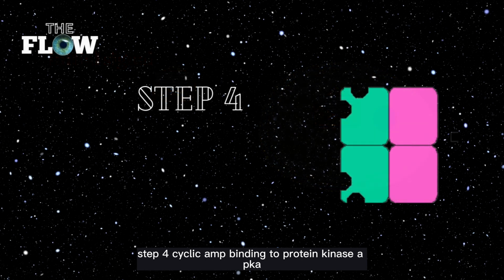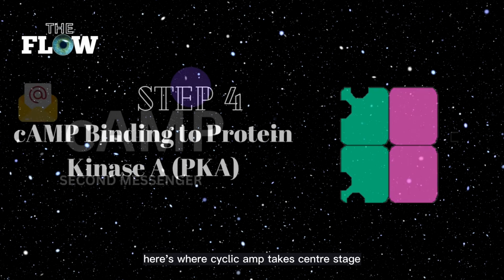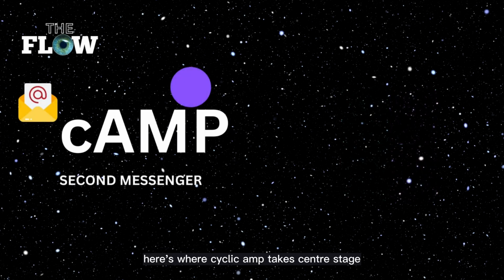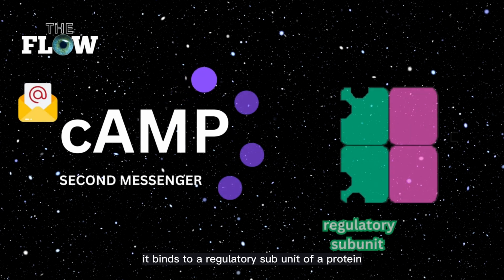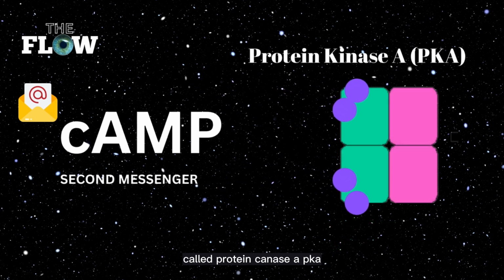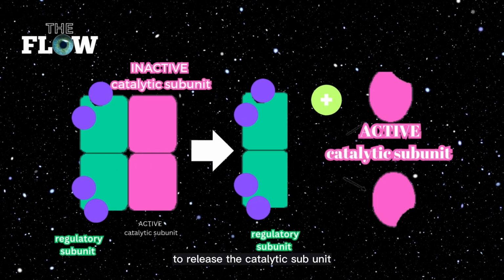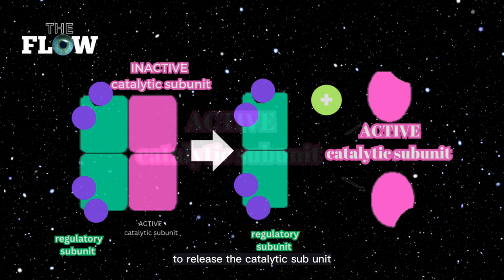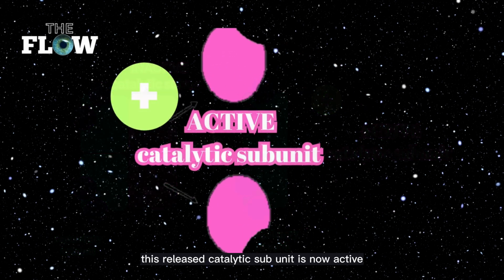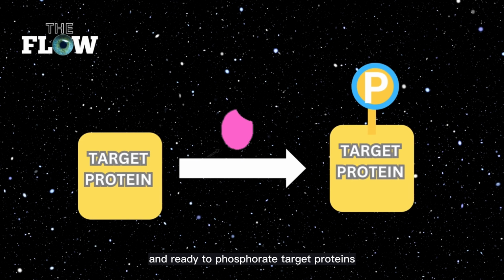Step 4. Cyclic cAMP binding to protein kinase A, PKA. Here's where cyclic cAMP takes center stage. It binds to a regulatory subunit of a protein called protein kinase A, PKA, causing the regulatory subunit to release the catalytic subunit. This released catalytic subunit is now active and ready to phosphorylate target proteins.